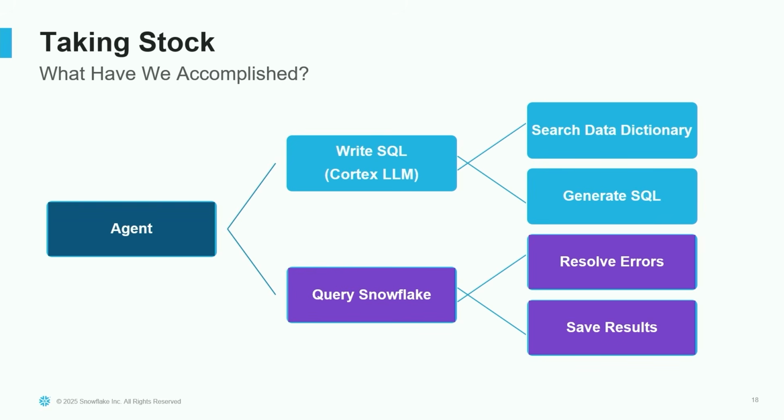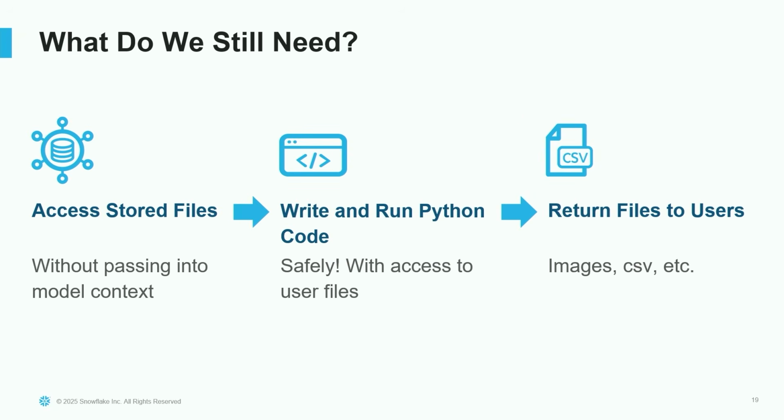Well, there's a couple things we're still missing. We need a way to access these stored files. We need a way to write and run the Python code that's so important to our analysis. And we need to do that safely, keyword safely. And the last thing we need to do is we need to return all of these files to our users. We don't just want text a lot of the time. We want to give these users these charts and these graphs. If our users are cleaning data or modifying data, we want to provide them the cleaned data. So we have to bridge that gap as well.